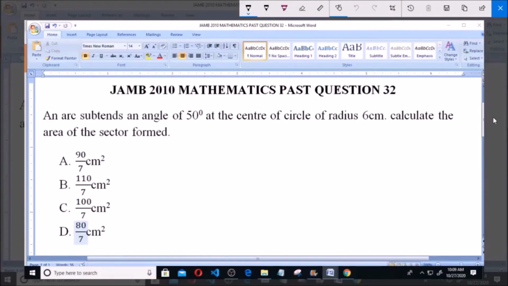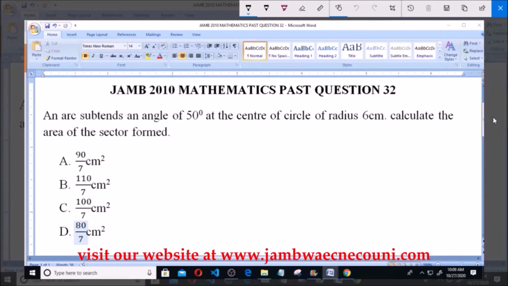I'll be answering JAMB 2010 Mathematics Past Question 32. An arc subtends an angle of 50 degrees at the center of the circle of radius 6 cm. Calculate the area of the sector formed. A, 90 over 7 cm square, B, 110 over 7 cm square, C, 100 over 7 cm square, and D, 80 over 7 cm square.